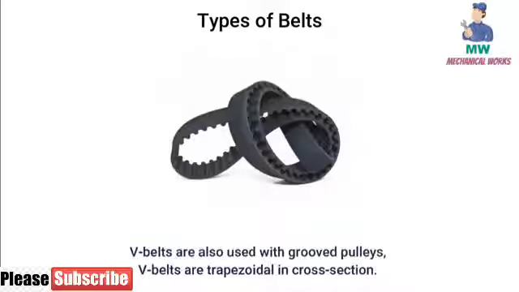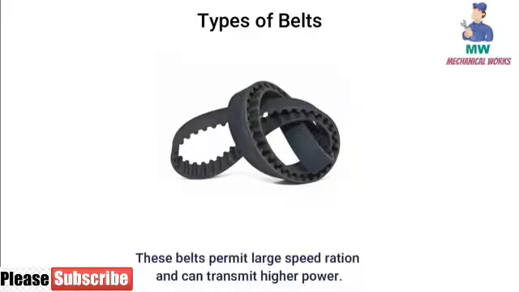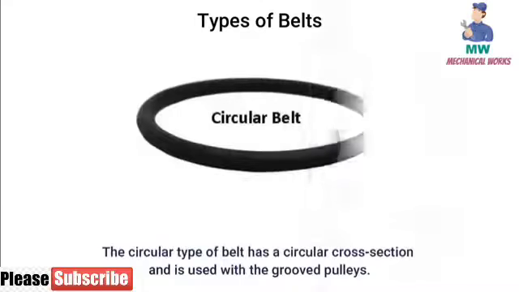V-belt. V-belts are used with grooved pulleys and are trapezoidal in cross-section. These belts permit large speed ratios and can transmit higher power. Circular belt. This type of belt has a circular cross-section and is used with grooved pulleys.